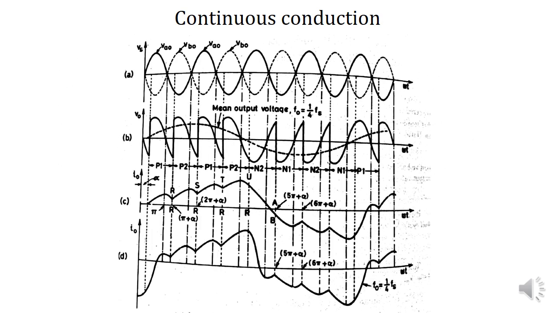This is how the cycloconverter operates in continuous conduction. The voltage waveform is similar to that of a fully controlled rectifier which operates in continuous conduction. Figure C shows the input current waveform, and figure D shows the output current waveform. Current is continuous.